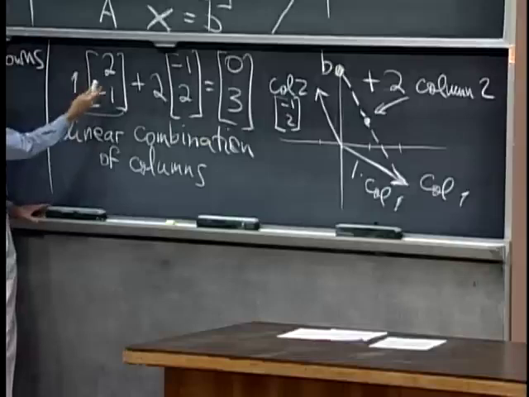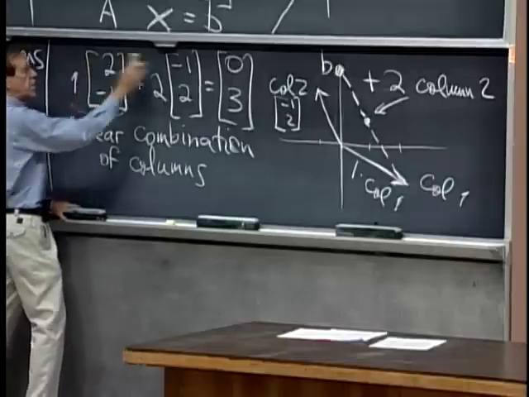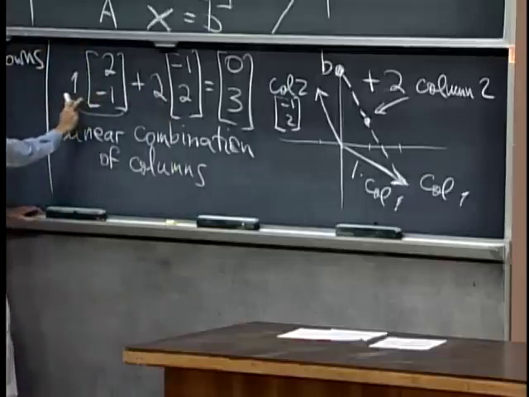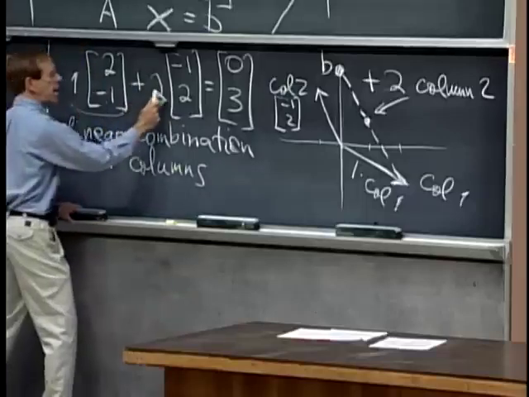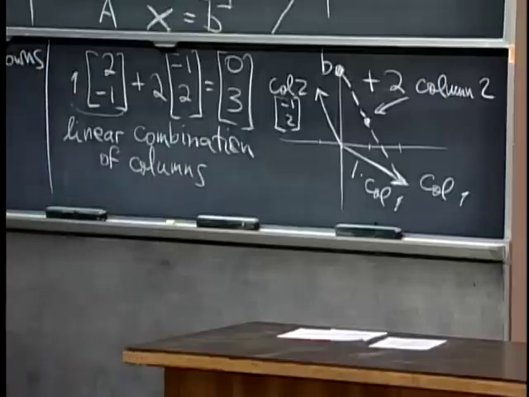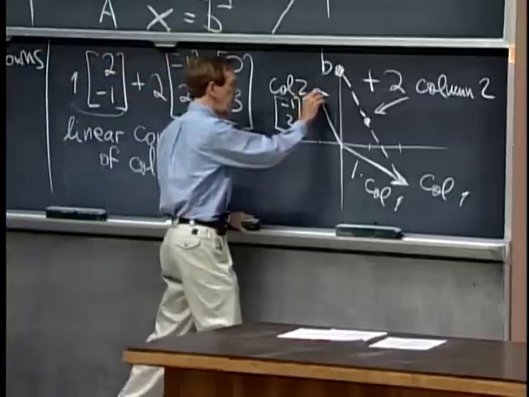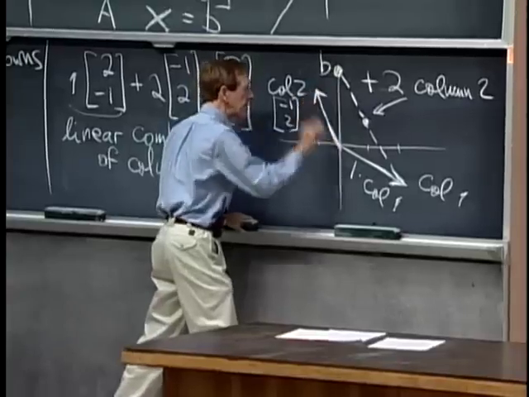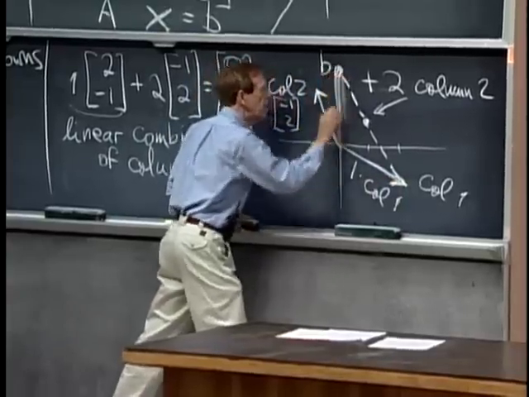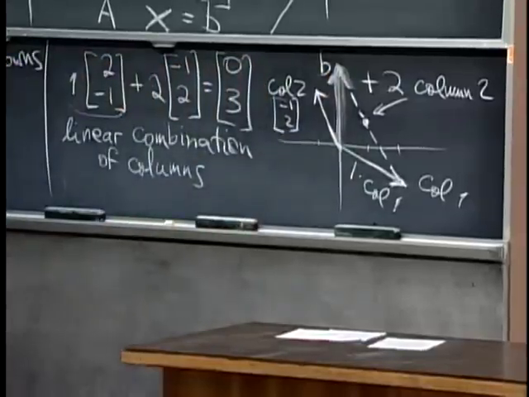And how do I do it? You see, I do it just like the first component. I have a 2 and a minus 2. That produces a 0. And in the second component, I have a minus 1 and a 4. They combine to give the 3. But look at this picture. So here's our key picture. I combine this column and this column to get this guy. That was the B. That's the 0, 3.